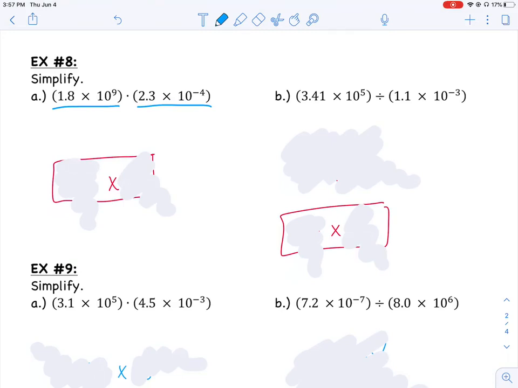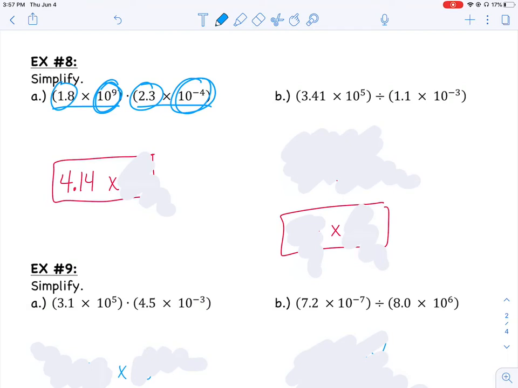Well, my 1.8 and my 2.3 are like terms. They're just regular numbers. We should be able to take that 1.8 and the 2.3 and multiply them together. You end up getting 4.14, which is perfect because remember the rule for scientific notation says that we have to have one non-zero number in front of that decimal. So that's perfect. But then we can take our tens because they have the same base and we can put them together.